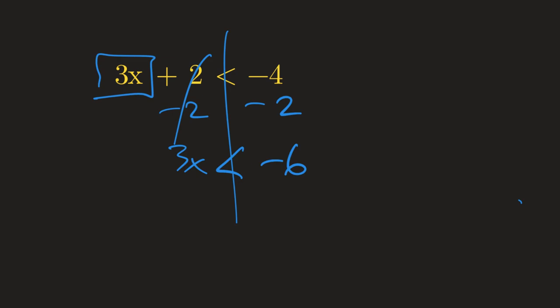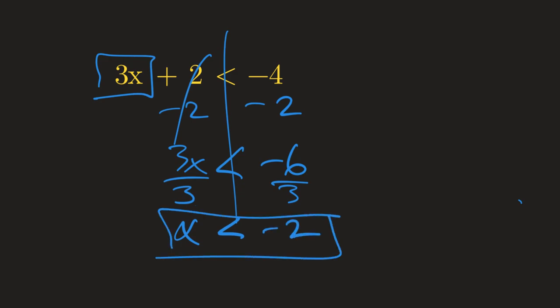Keep that inequality the same for now, okay? What's going to be the solving step? By 3. Positive or negative? Positive 3. Because we are dividing with a positive, that means the inequality symbol is going to stay the same. Okay?